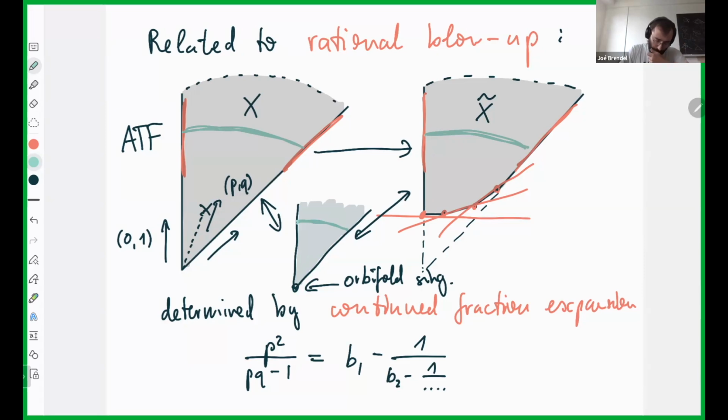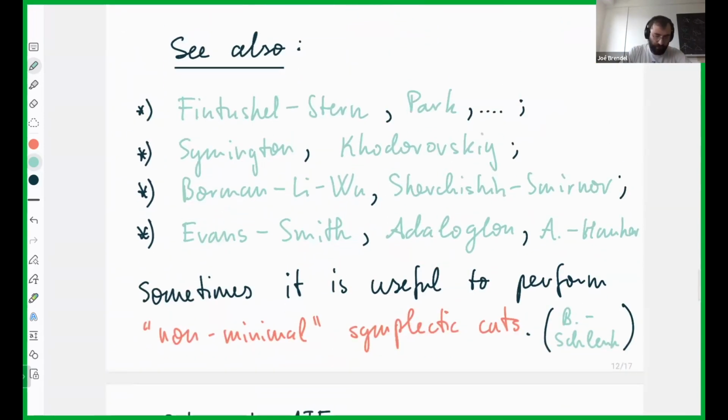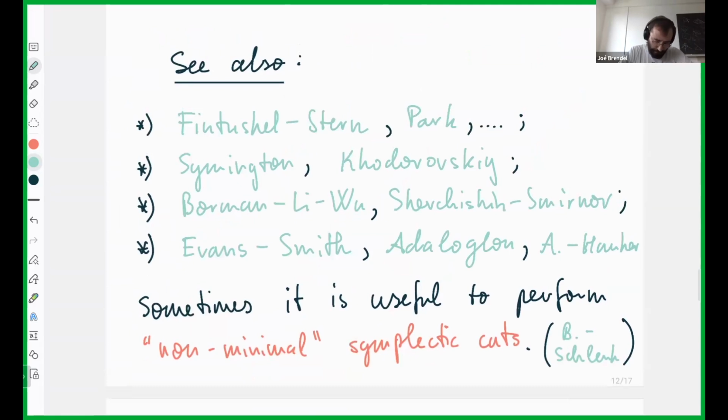And yes, so that is in pictures what goes on with the rational blow up. And here there are some references and people who have worked on this. So in the four-manifold topology world, this is a very famous story by now, which goes back to Fintushel and Stern. This was slightly before 2000, if I remember correctly, and it was applied by other people to give interesting examples of exotic four-manifolds.